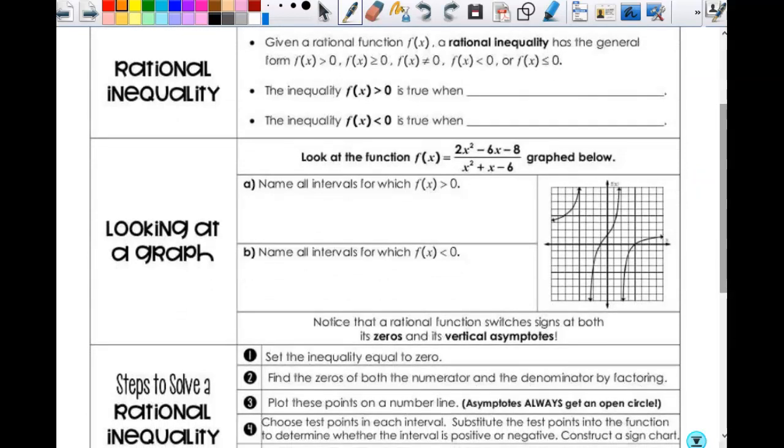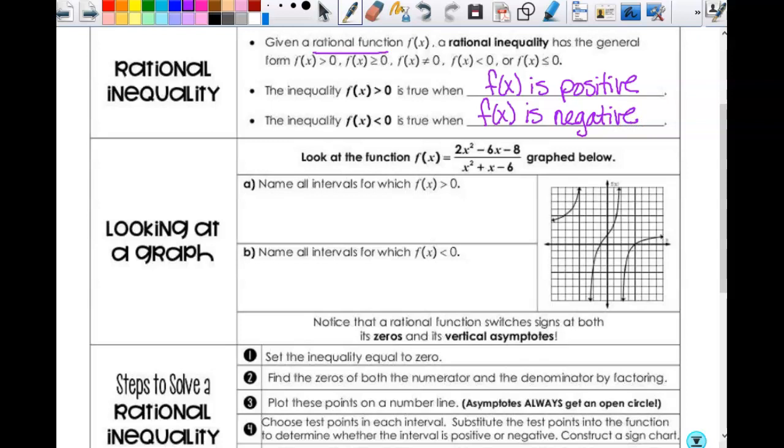Okay, so the first part of this sounds almost exactly like what we just said with the polynomials, but things are just a tiny bit different. Given a rational function, a rational inequality has the general form of this, basically writing it where you do anything but equals. So the inequality f of x is greater than 0 is true when f of x is what? Positive. And the inequality f of x is less than 0 is true when f of x is negative. Okay. We good with that?